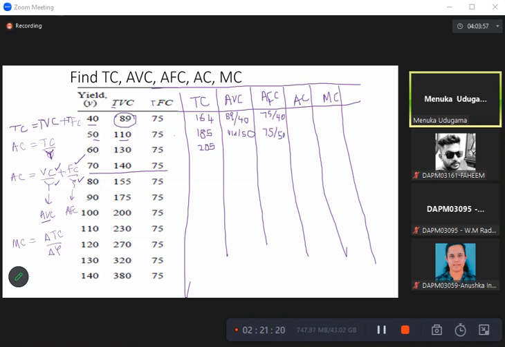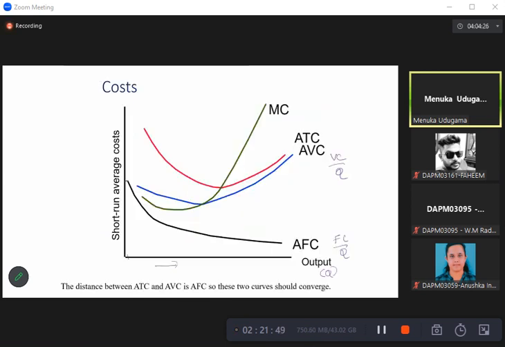Now, can you say that as you go down, as you increase the level of output, the fixed cost does not change, it's fixed. Therefore, each time you are dividing this fixed cost by an increasing number. What would happen if each time you divide a fixed number by an increasing number, you get less and less. That is why the average fixed cost keeps decreasing as output increases. Right? This curve.